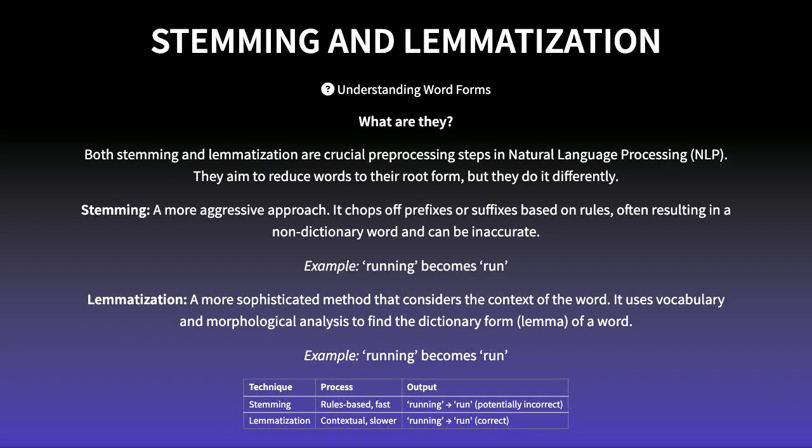Okay, let's talk about stemming and lemmatization. Both are techniques we use to clean up text data before feeding it into our NLP models. Think of them as getting words back to their basic form. Stemming is like a quick chop, it just removes prefixes or suffixes based on some rules. It's fast, but can sometimes lead to strange results that aren't actual words. Lemmatization, on the other hand, is smarter. It looks at the meaning of the word and tries to find its dictionary form, considering the surrounding context. So running, ran, and runs all get reduced to run. It's more accurate, but takes a bit longer.